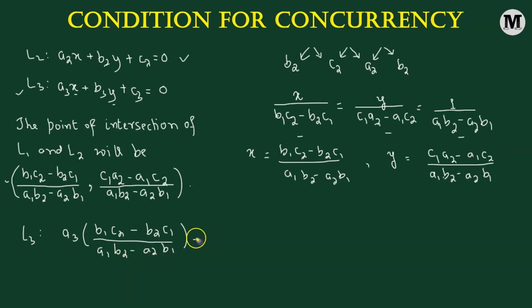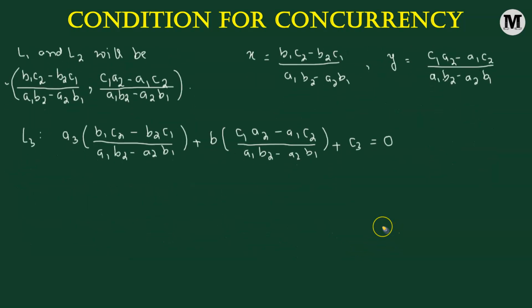Then this is going to get added to b times the y coordinate. So the y coordinate is c1 times a2 minus a1 times c2, whole divided by a1 times b2 minus a2 times b1, added to c3, that equals 0. Now we're going to further simplify.